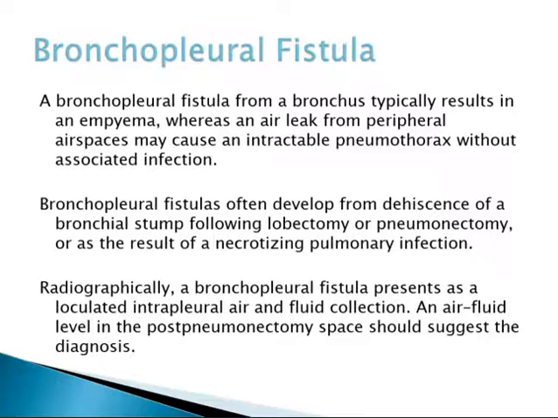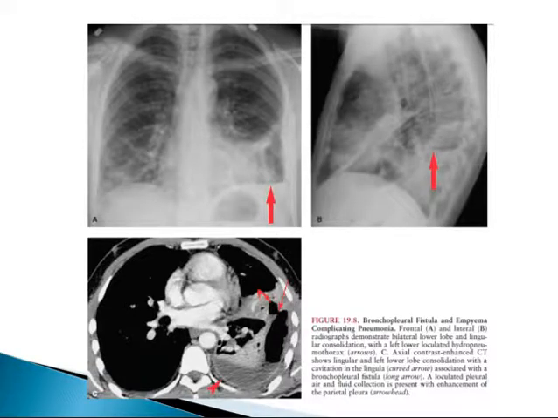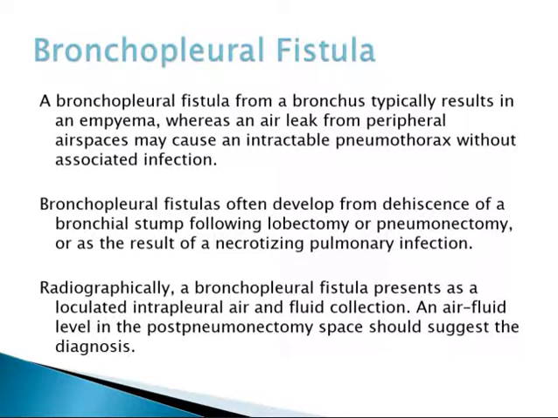Bronchopleural fistula. A bronchopleural fistula from a bronchus typically results in an empyema, whereas an air leak from peripheral airspace may cause an intractable pneumothorax without associated infection. Bronchopleural fistulae often develop from dehiscence of the bronchial stump following lobectomy or pneumonectomy, or as a result of necrotizing pulmonary infection. Radiographically, a bronchopleural fistula presents as loculated intrapleural air and fluid collection, and a new air-fluid level in the post-pneumonectomy space should suggest the diagnosis. So in any patient with pneumonectomy, if you see air within the pneumonectomized side, there is a bronchopleural fistula, definitely.